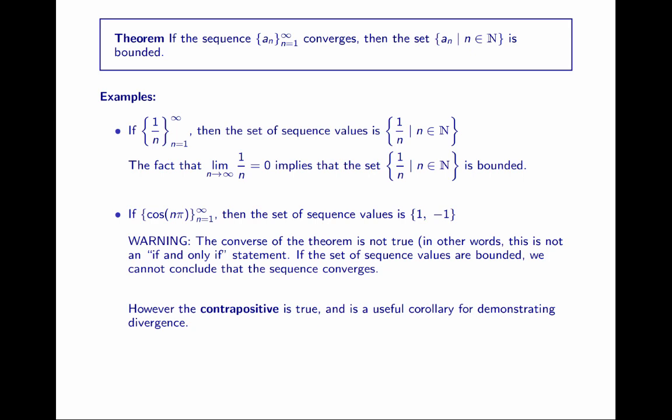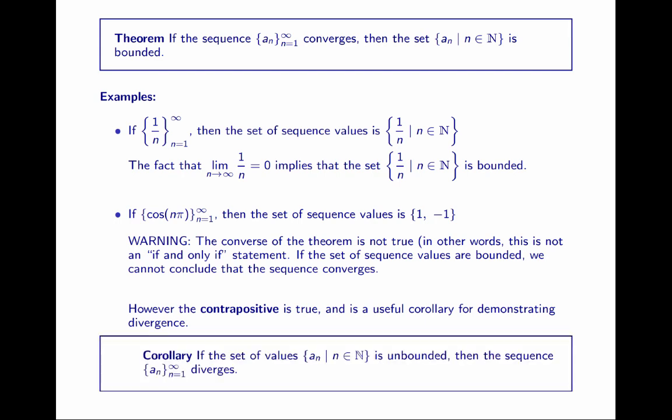However, the contrapositive is true. Not only is it true, it's actually quite useful. In fact, we'll call it a corollary all on its own. Remember, the contrapositive of a statement A implies B is not B implies not A. Remember, a way to think about that is every time A happens, B happens. Meaning if B never happened, then A could never have happened. And that's essentially what we have here. If the set of values is not bounded, which you call unbounded, then the sequence diverges. Because had the sequence converged, then the set of values would have been bounded.